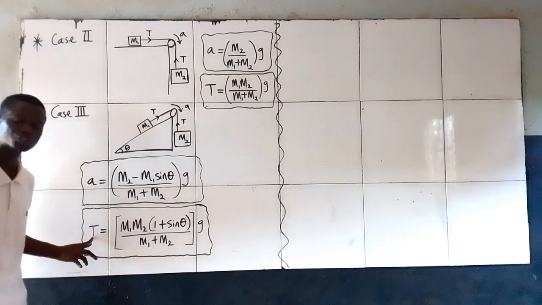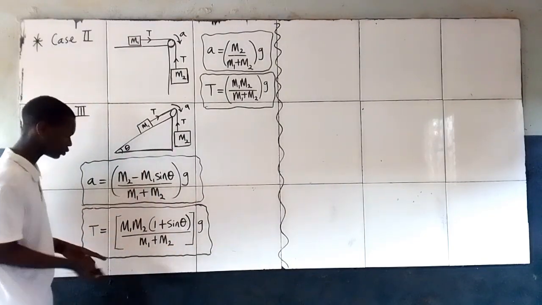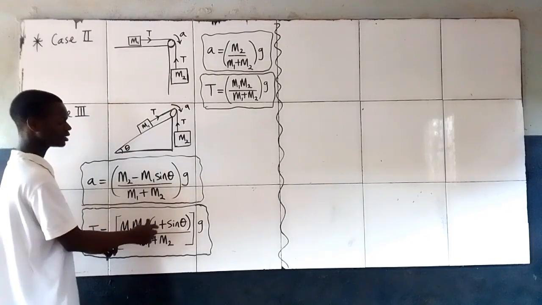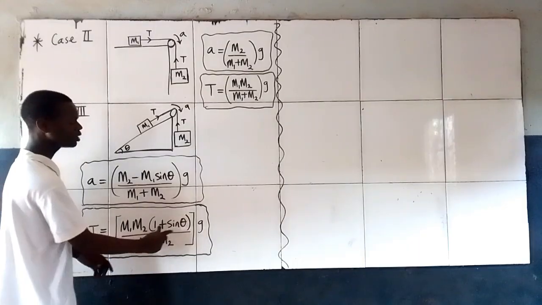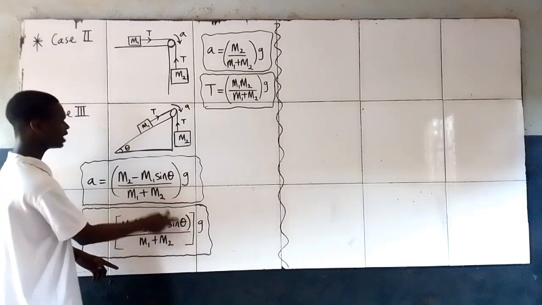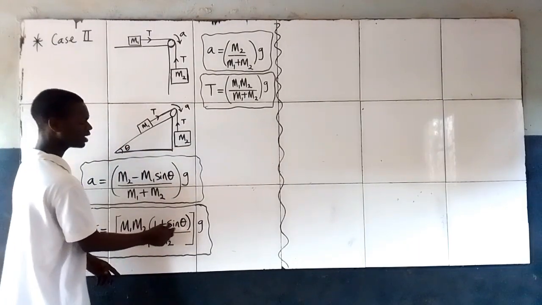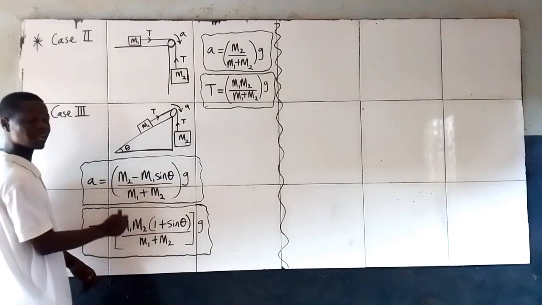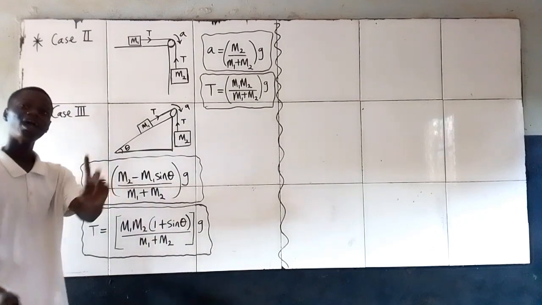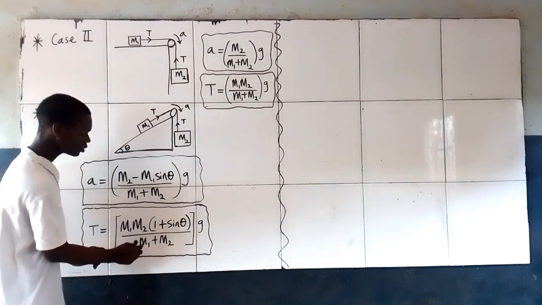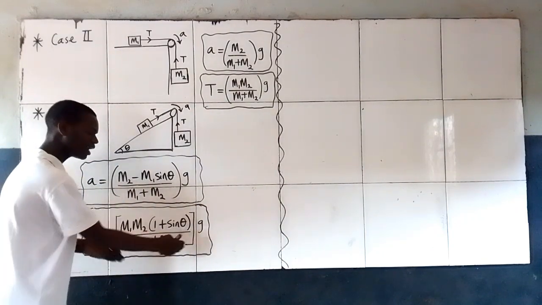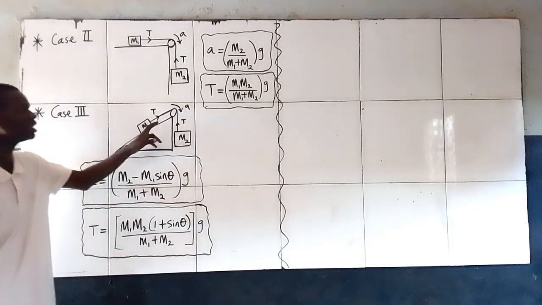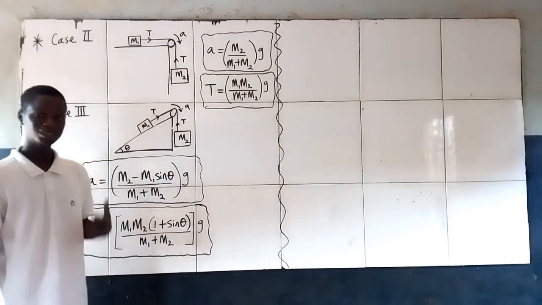Now to get the tension in each of these ropes, which are the same tension, use this formula: M1 times M2 in bracket 1 plus sine theta. The theta here is the angle of the inclined plane. Take the sine of the angle of the inclined plane added to 1, and what you get, use it to multiply M1 and M2. Everything you get is divided by M1 plus M2. Whatever you get as the resultant of this whole thing, times gravity, you will get the tension in either of these ropes, which is the same tension.